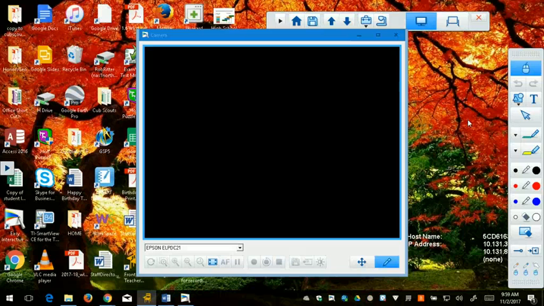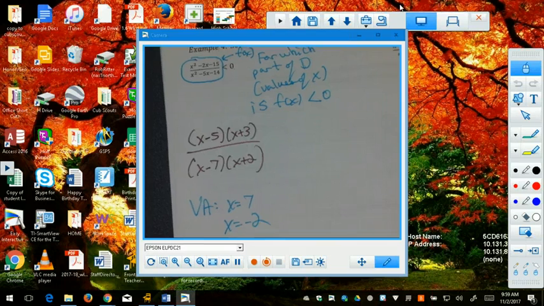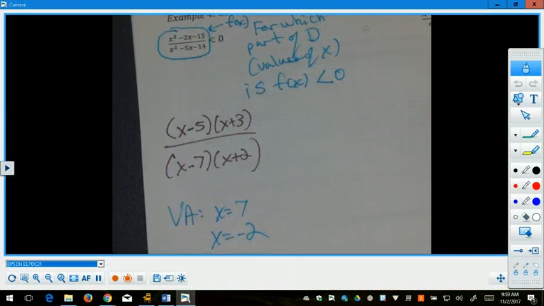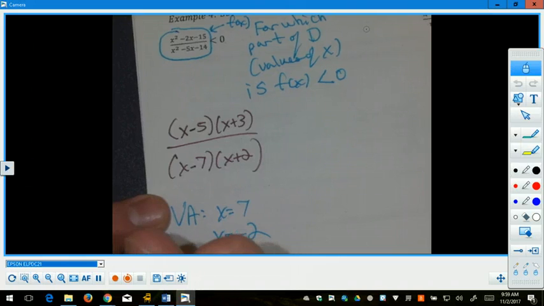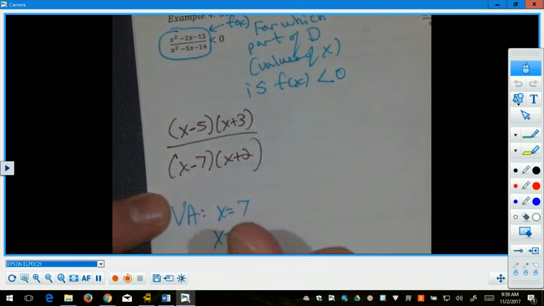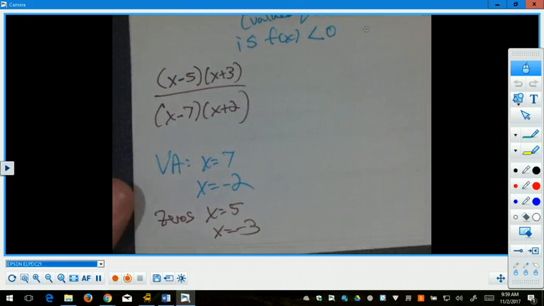The vertical asymptotes will be x equals 7 and x equals negative 2. So for this function, the vertical asymptotes are 7 and negative 2. What are the zeros for this function? 5 and negative 3. Zeros come from the numerator, vertical asymptotes come from the denominator. We don't have any holes because nothing canceled out.